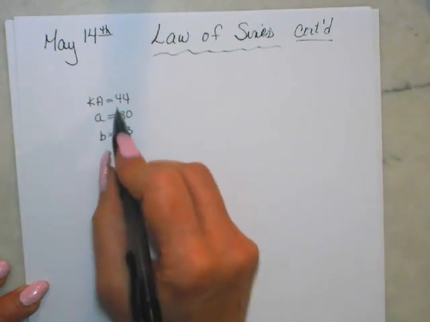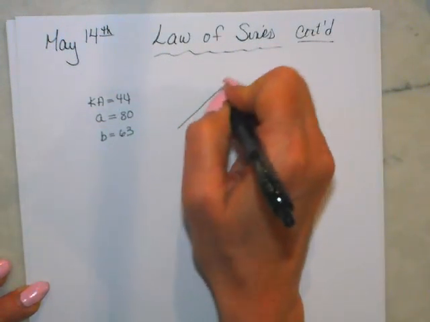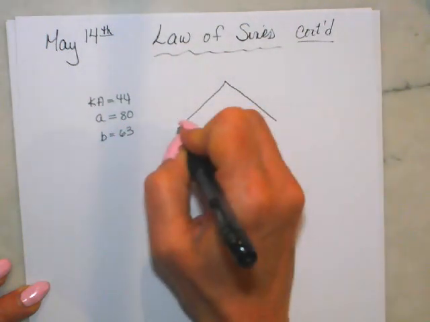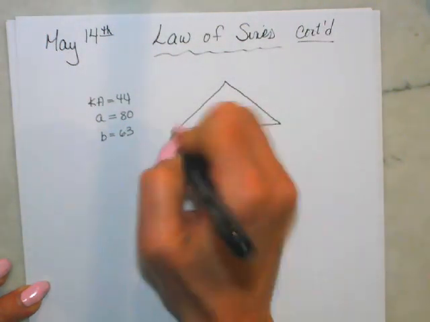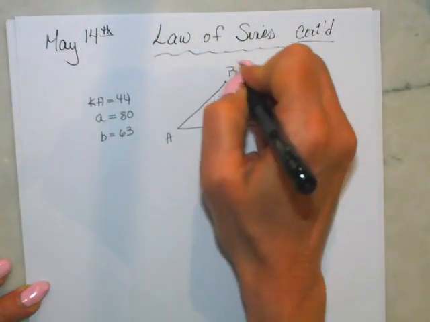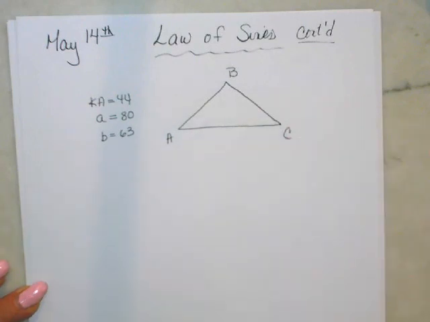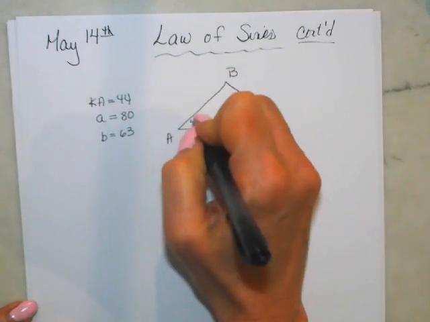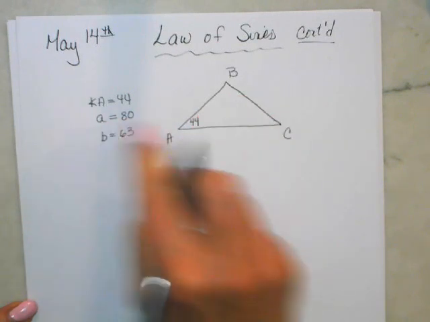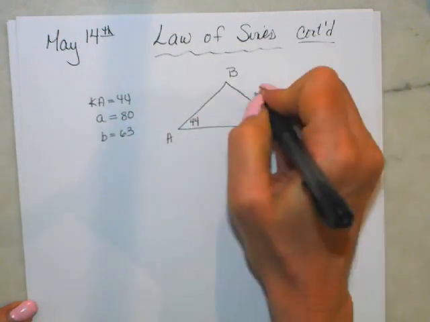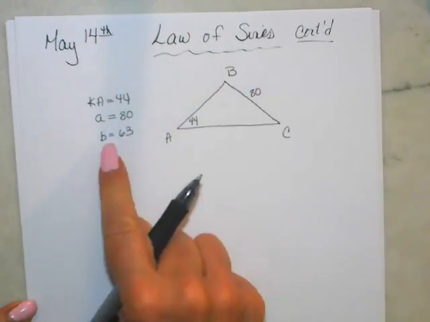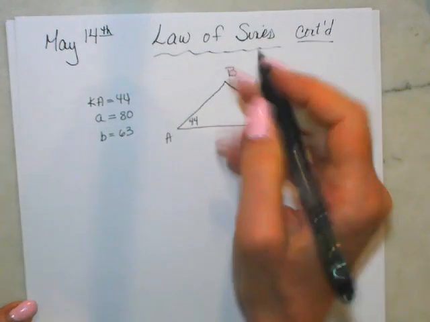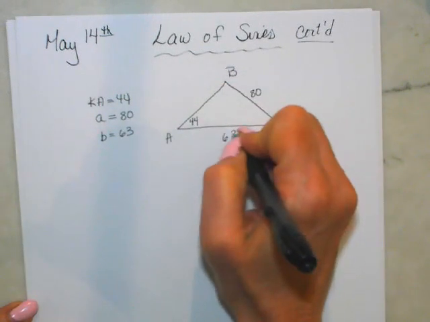Anyway, let's draw this triangle. Again, we know it's not a right triangle, it's just a regular three-sided triangle. We'll label it A, B, C. Doesn't matter which way you label it, just put the correct measurements in. So this is 44. Little a is the side opposite angle A, so this is 80. And little b is the side opposite B, which is 63.